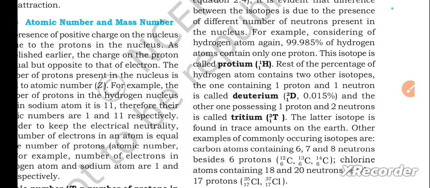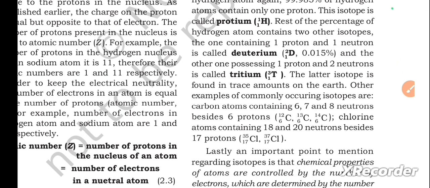Other examples of commonly occurring isotopes are carbon atoms containing 6, 7 and 8 neutrons besides 6 protons, meaning 12C6, 13C6, 14C6. Chlorine atoms contain 18 and 20 neutrons besides 17 protons.